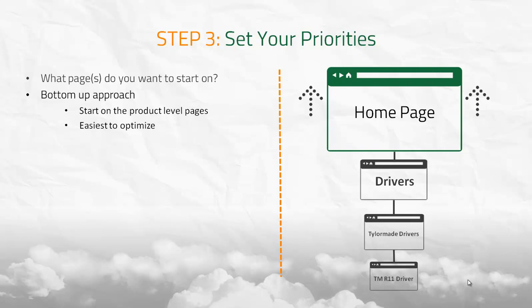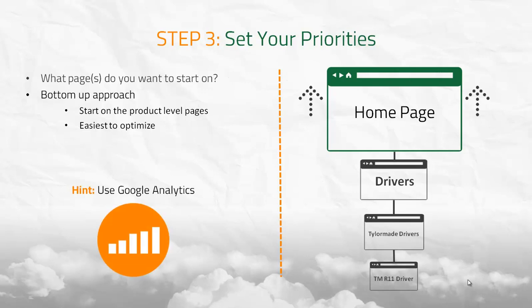The reason is because product level pages are easiest to optimize because they're very specific. So someone could potentially type in TMR11 driver. Now a hint with this is you want to make sure that you're using Google Analytics, because with Google Analytics they'll actually tell you what people are searching for to find your site. So you can use that to your advantage. If you start appearing for a keyword that you haven't optimized for yet, you can take that information and incorporate it into your site. So definitely use Google Analytics to your advantage.